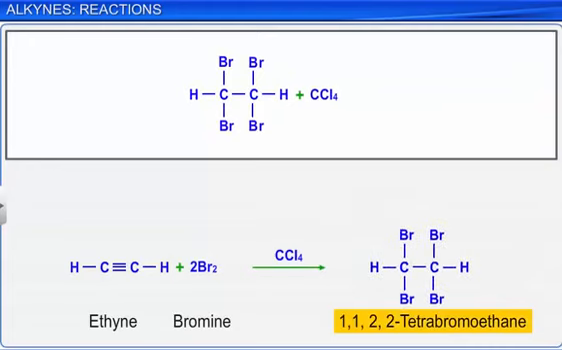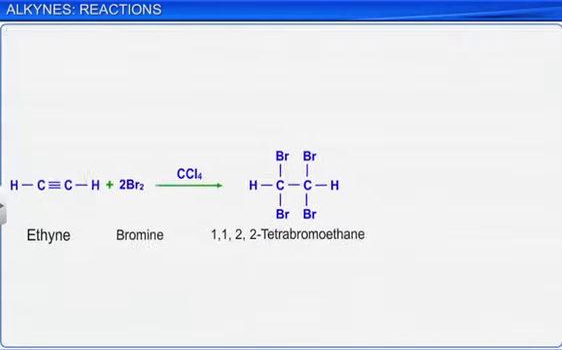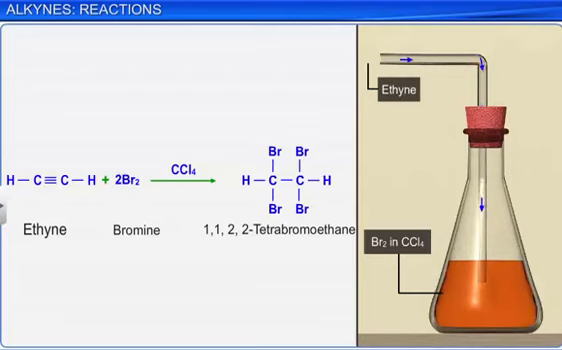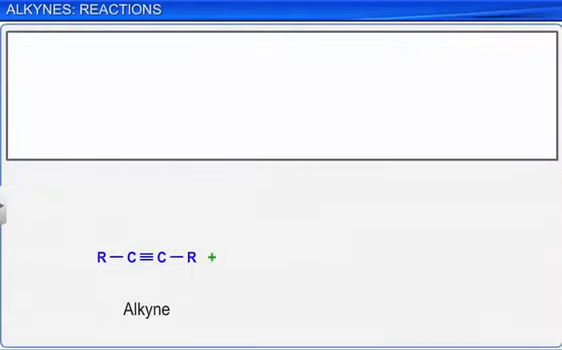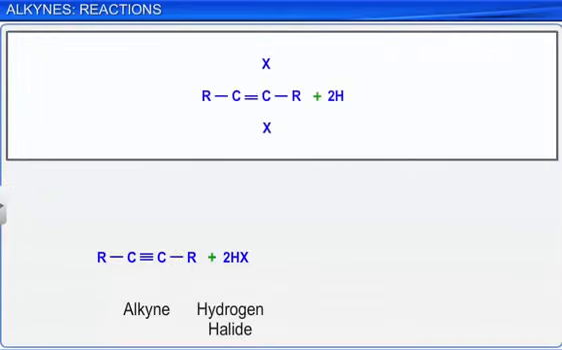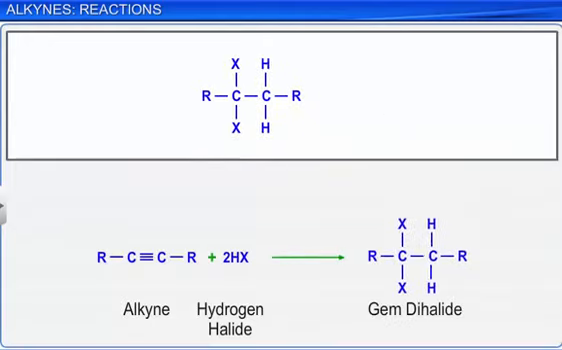The reddish-brown color of bromine decolorizes due to the formation of saturated 1,1,2,2-tetrabromoethane. Thus, this reaction is used as a test for unsaturation. Alkyne, when treated with two molecules of hydrogen halide, forms gem dihalide. On the other hand, when treated with one molecule of hydrogen halide, it forms alkenyl halide.